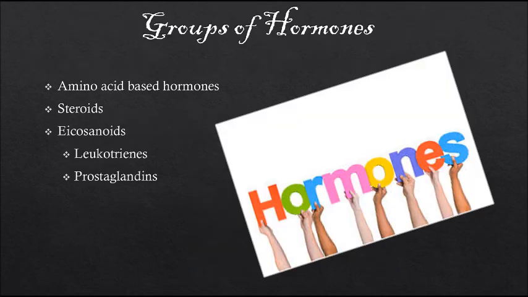Groups of hormones include amino acid-based hormones, which are water-soluble proteins; steroids, which are derived from cholesterol and are lipids; and eicosanoids, which are paracrines or local hormones that include leukotrienes, which promote inflammation, and prostaglandins, which raise blood pressure and help clot platelets.